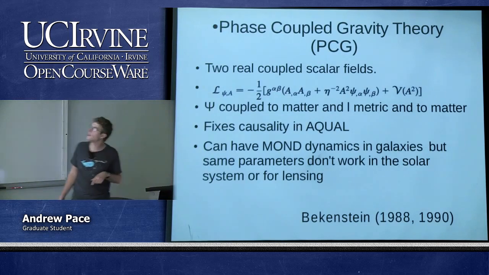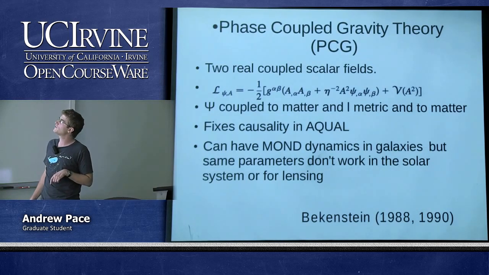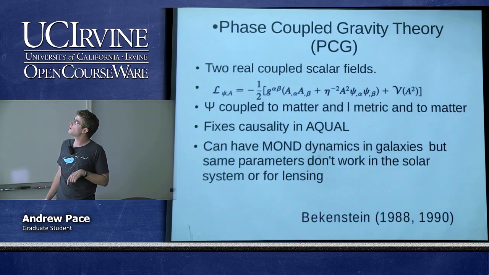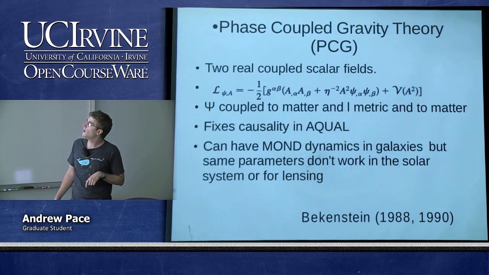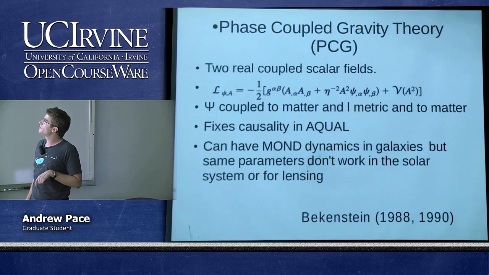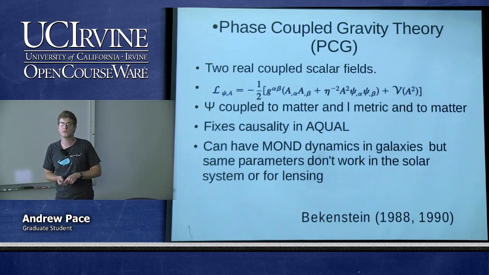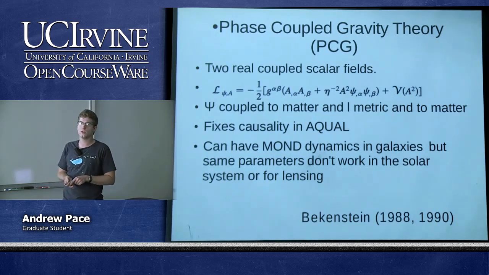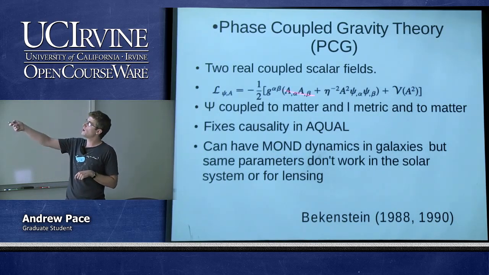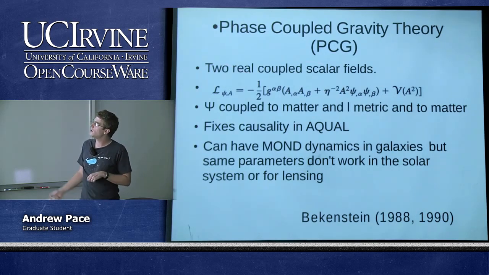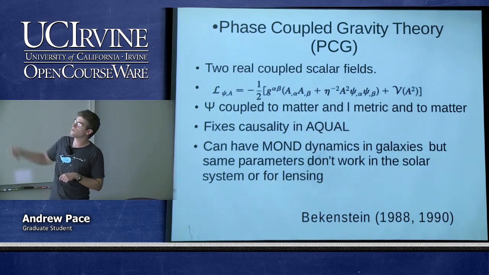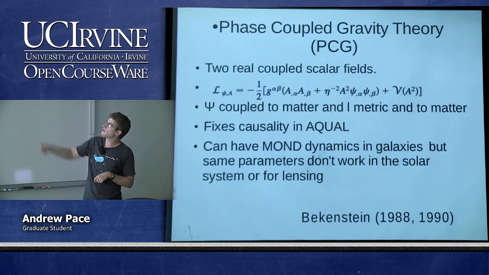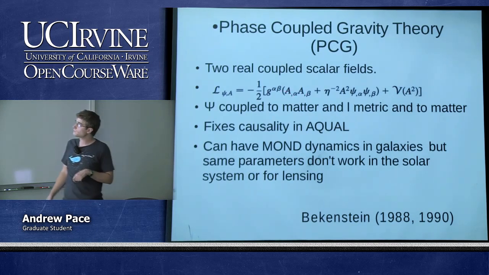So let's move on to the next kind of idea for MOND. This one's called phase-coupled gravity theory. This is an extension of the previous one, where you still assume that your metric has the conformal transformation, but now you have two coupled scalar fields. So phi here is the same as it was before, but A is your kind of second scalar field.